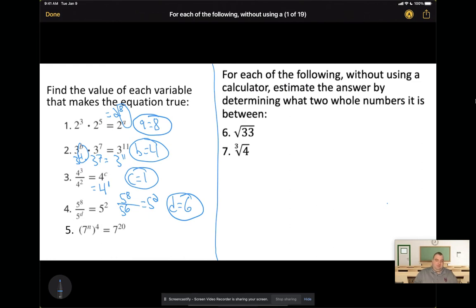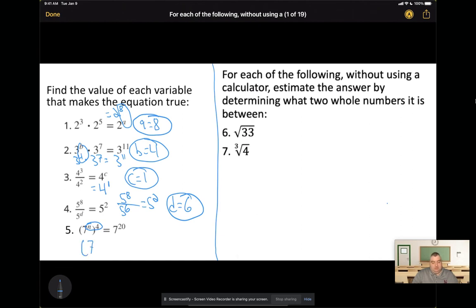Number 5, this is raising a power to a power. All right. In your lesson notes, when we have a power raised to a power, we multiply the exponents. So in this case, these two exponents should multiply to get 20. So what number times 4 is equal to 20 is what we're really asking ourselves. What number times 4 is equal to 20? And of course, we know that the answer is 5.